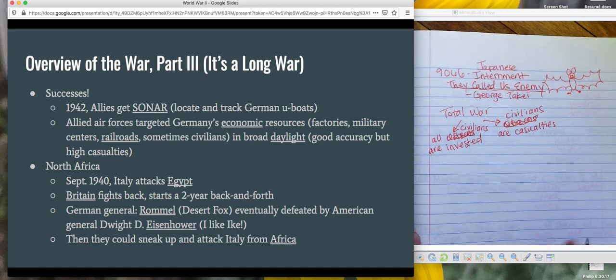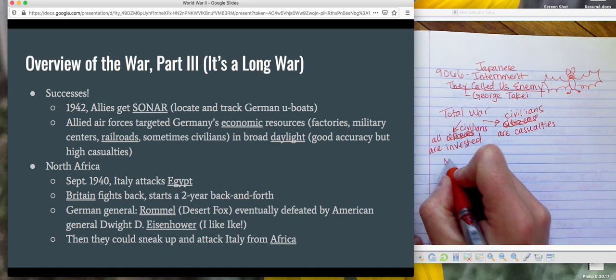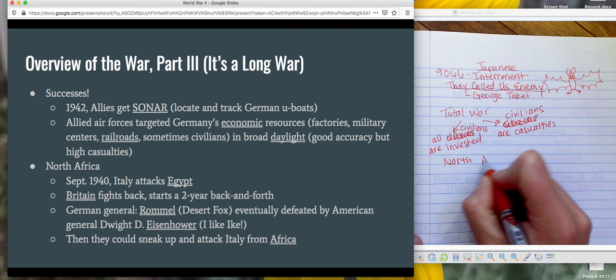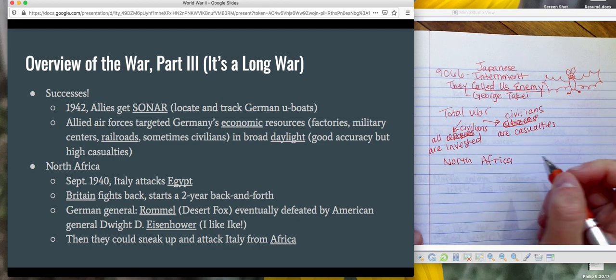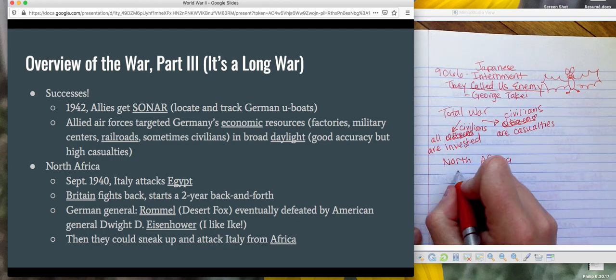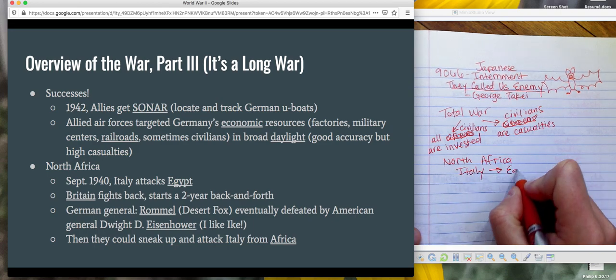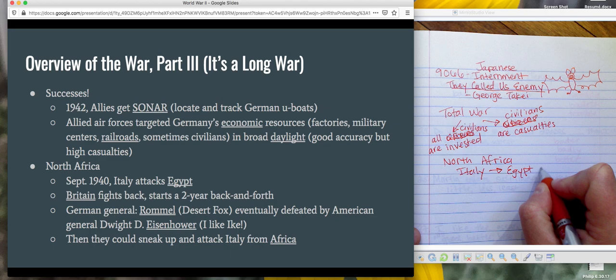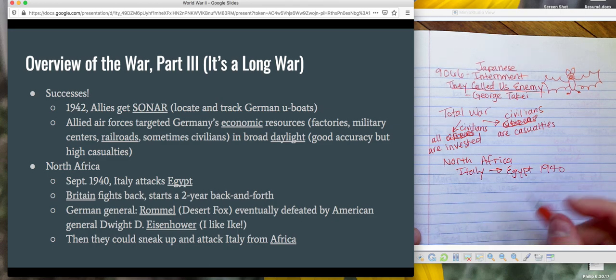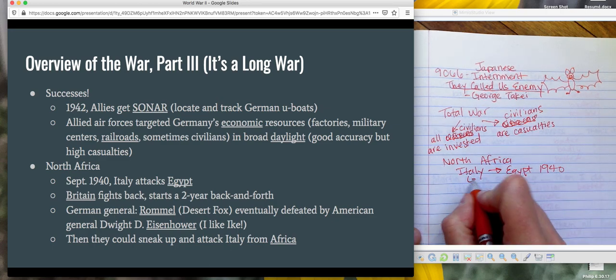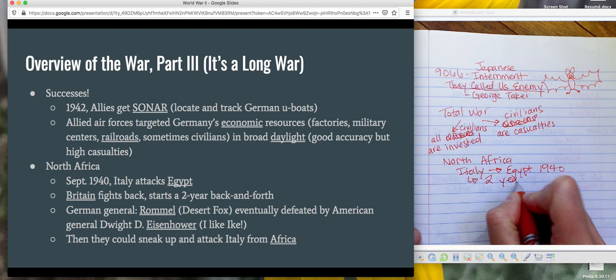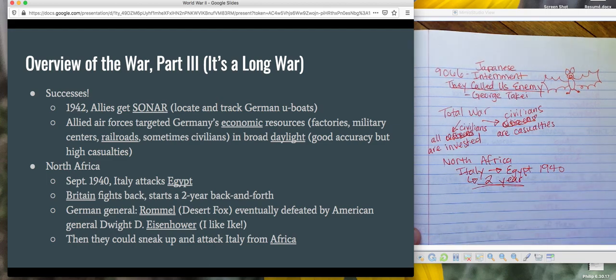In North Africa, we have some stuff going on there too. Italy attacks Egypt in 1940, before the United States is involved. Britain fights back, which is a 2-year back and forth between Italy and Britain. There's also a very famous general on the German side called Rommel.